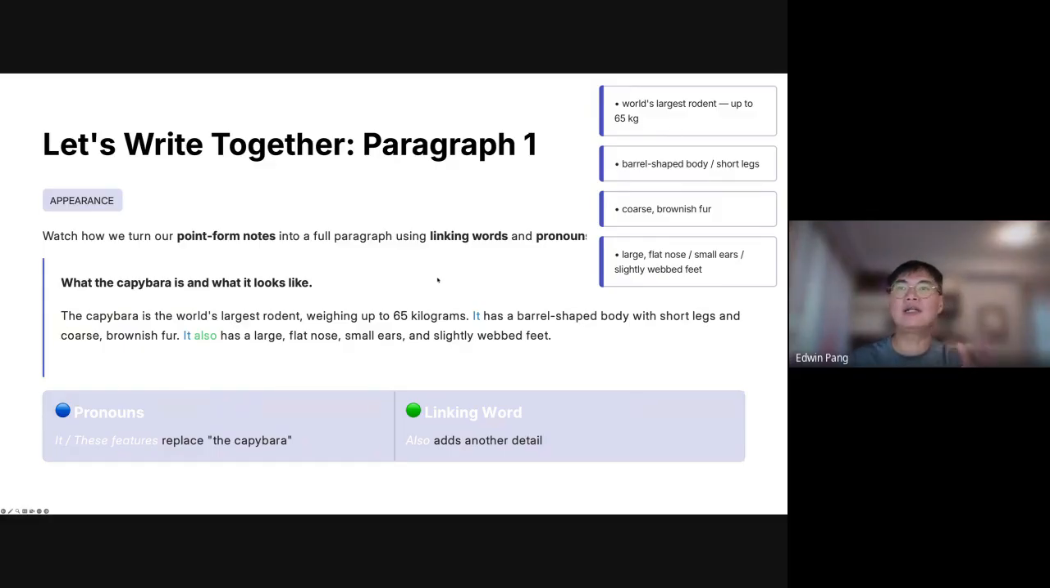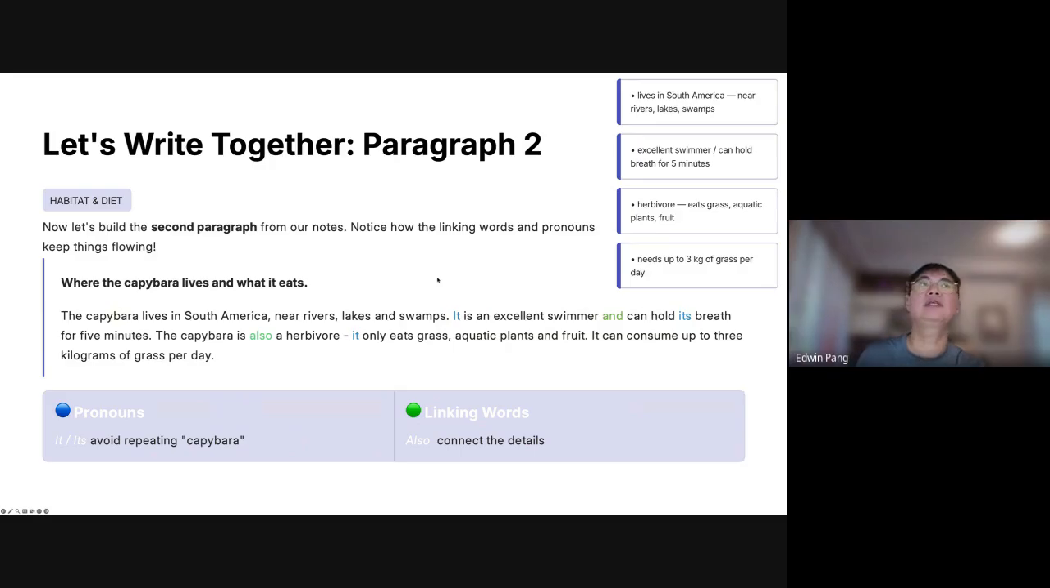So other than that, this is the first paragraph. Everybody good? Everybody clear? Can you see how I'm using it and also? I put it in different colors for you all to remember to substitute it for the capybara and also to show how you link one point to the next point. Okay, this is the second paragraph. Take a look at it.